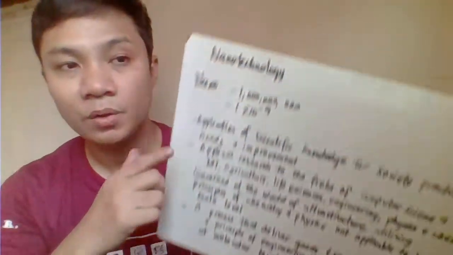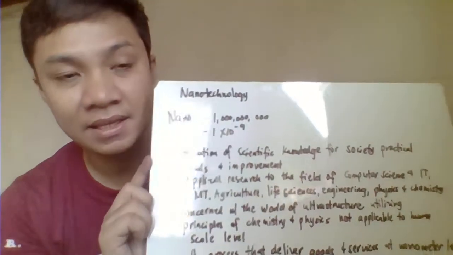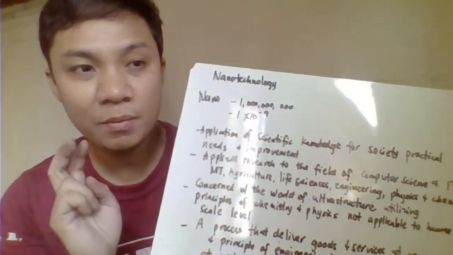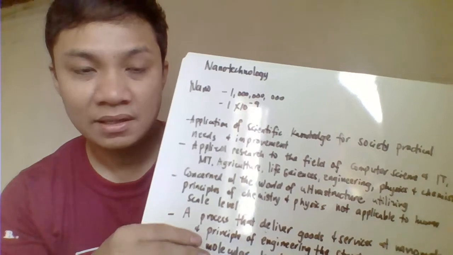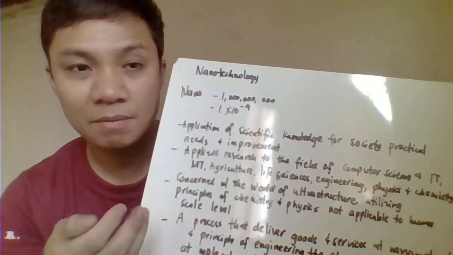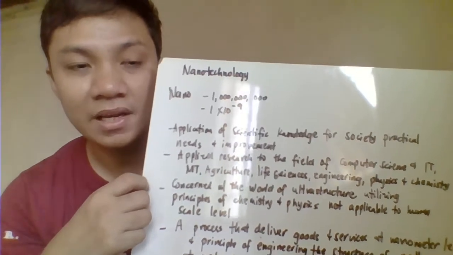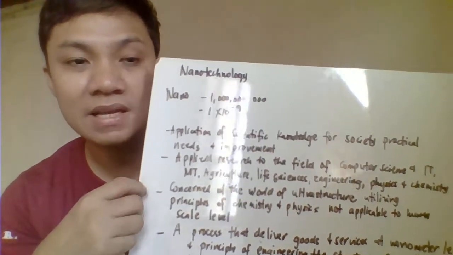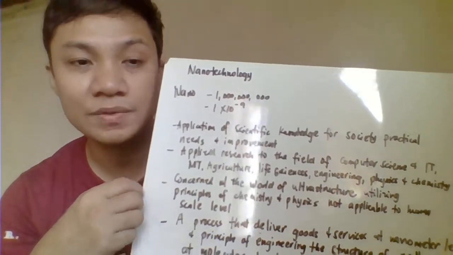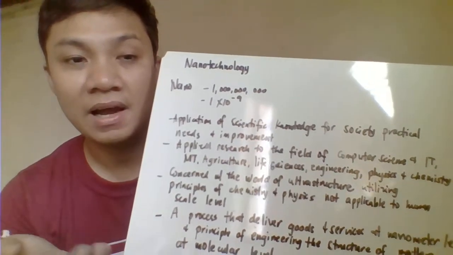Okay, so we also define nanotechnology as, number one, a general purpose technology, because this is a type of technology that could be applied to different fields of science. Second, it is also an enabling technology, because it tries to support other technologies.